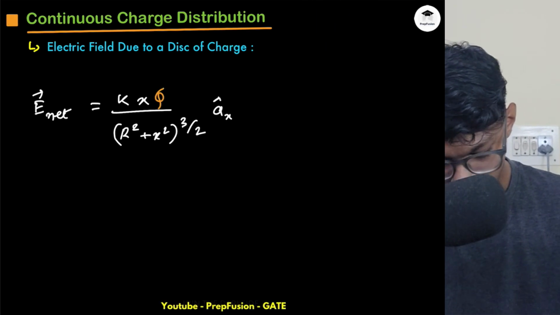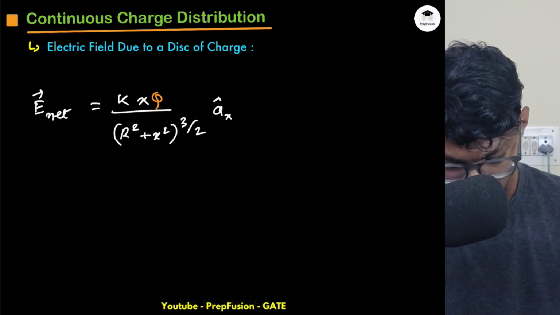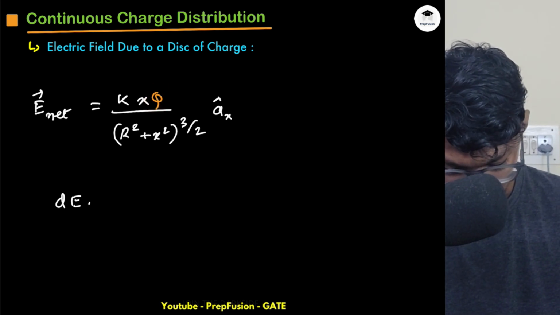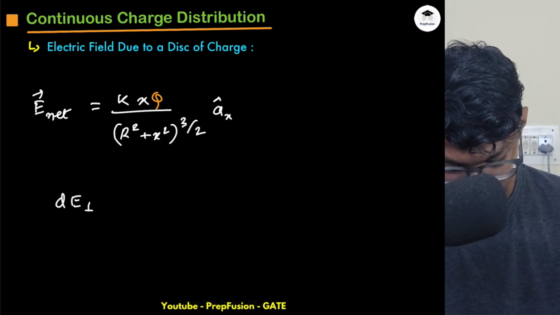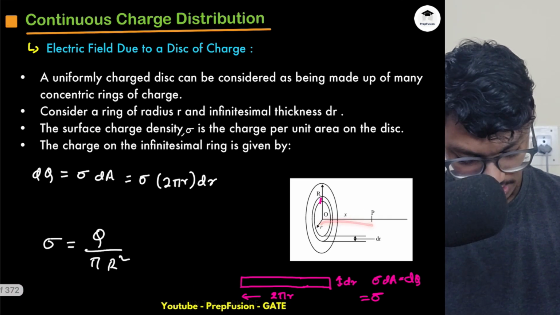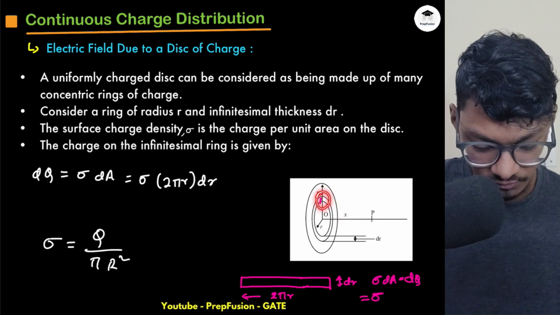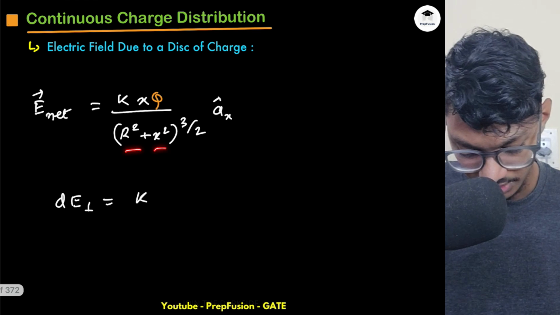It will be q here, but actually in our case the charge is dq. So I can write dE in the perpendicular direction, or in the x direction, equals k dq times x, where x is the distance, and the distance from the small charge dq is r square plus x square.